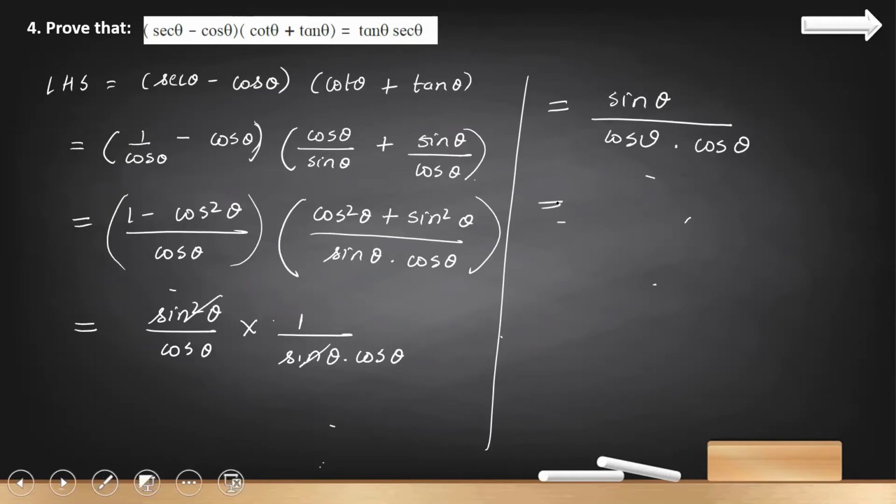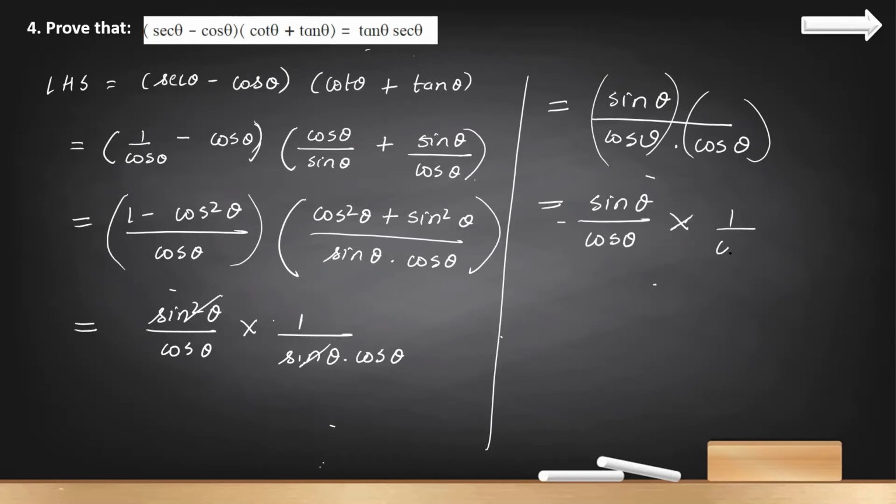Now your RHS, if you see, it is tan into sec. Now tan, we know, if we take this together, this is going to be tan, and this is 1 upon cos, so this is going to be sec. So let us separate it accordingly. Hence this is equal to sine theta upon cos theta multiplied by 1 upon cos theta, which is equal to tan theta into sec theta, which is equal to your RHS, right? Hence proved.